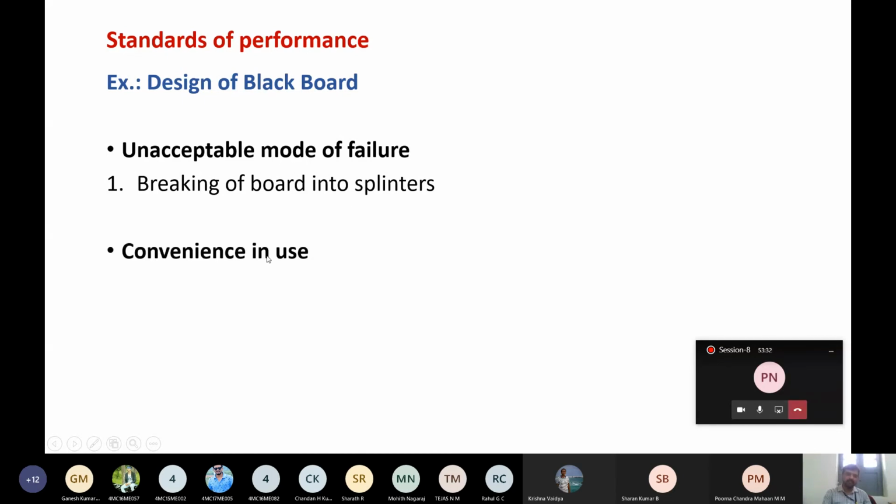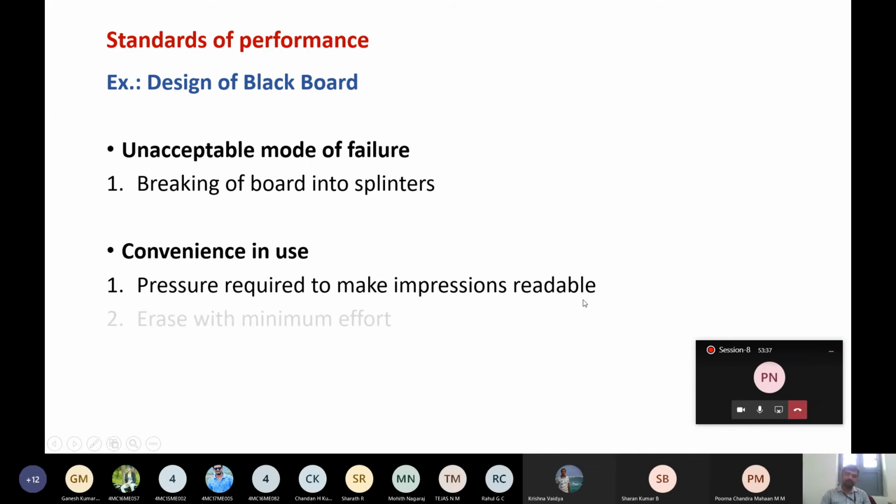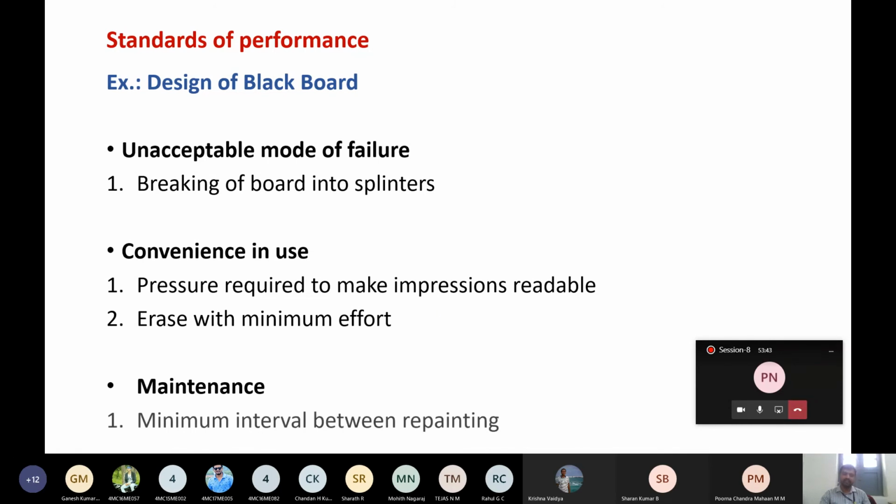Next, convenience in use. Pressure required to make impressions readable, erase with minimum effort. Maintenance: minimum interval between repainting. Again, as we discussed, standard of performance will be based on quality and user friendliness. That is decided by these things. Breaking of board into splinters: if this happens, then quality of the board is very poor. People don't accept this product.